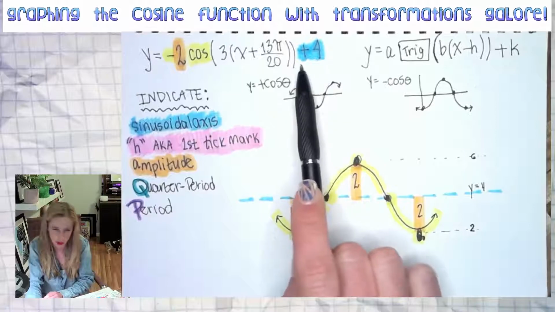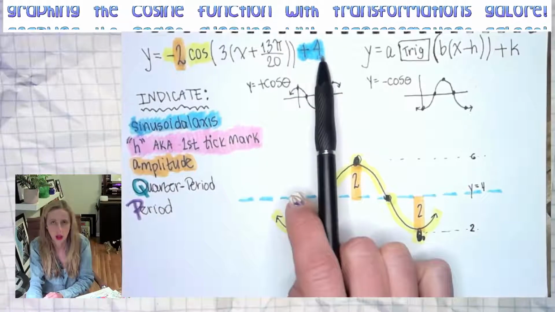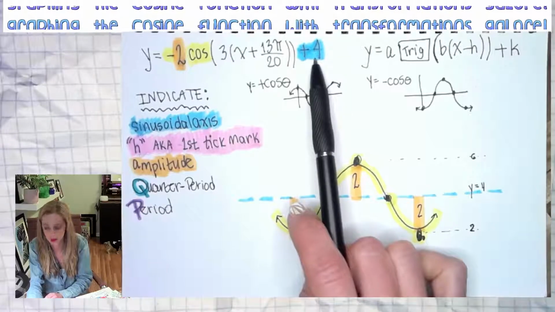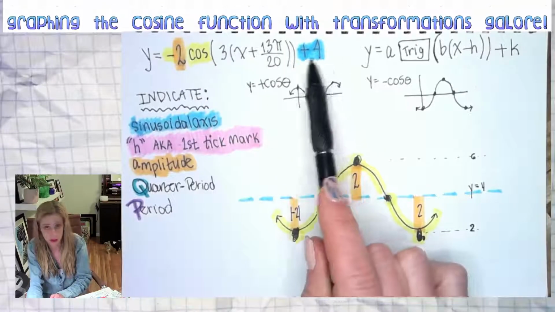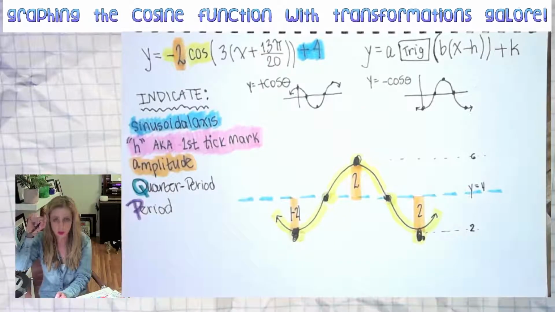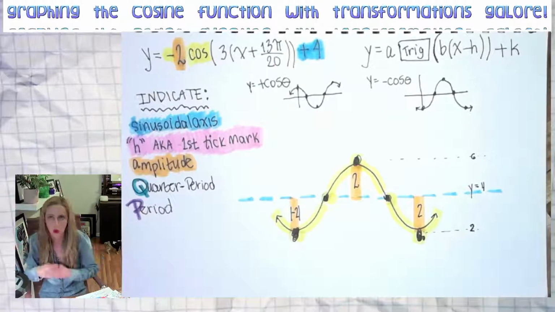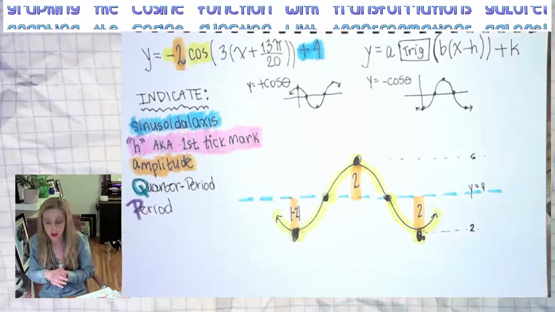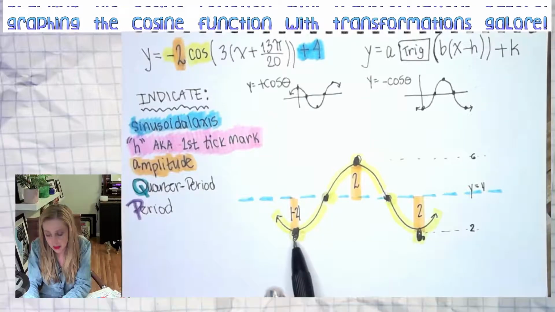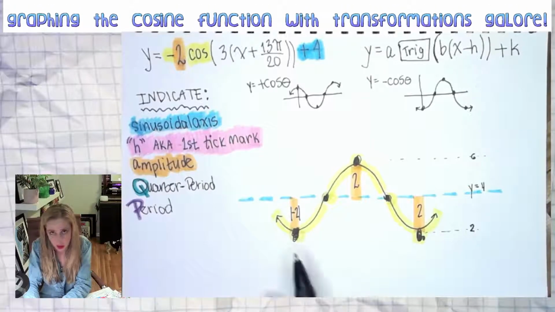All cool, cool with a K. All cool, outside with A and K. All cool, nodding up and down. This is up and down. It's all cool. Everything's normal. 2, stretches it twice as big. Plus 4, up 4. No funny business, okay? So 13 pi over 20 is going to be where this tick mark is above.